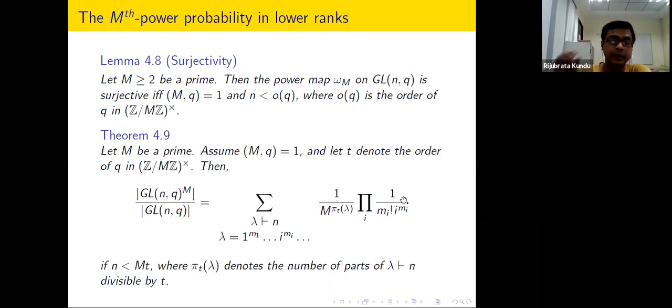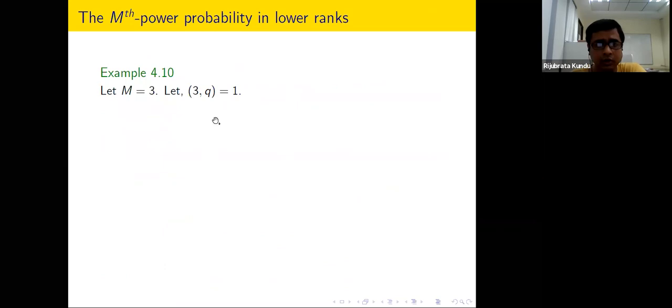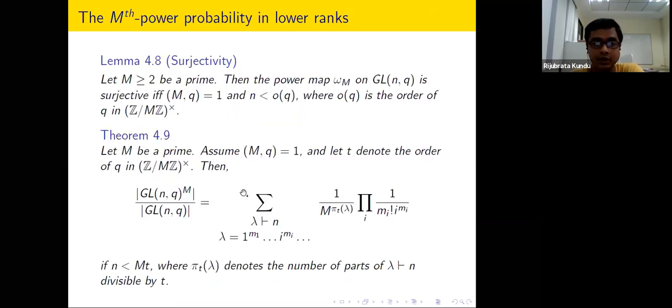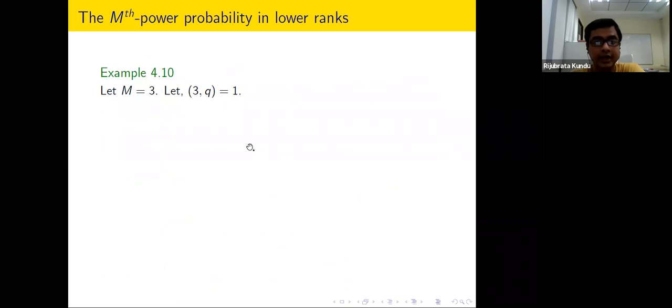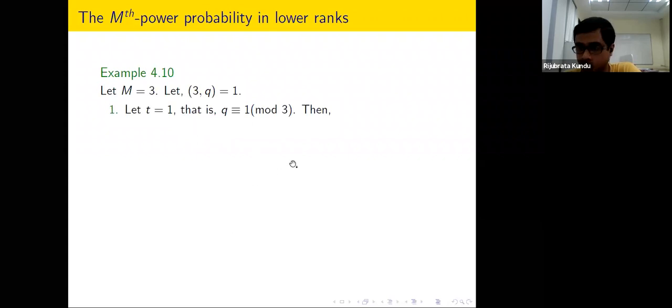Okay, so let me finish this talk with some examples, just to understand this theorem in a better way. If we take, for example, capital M equal to 3, so let q equal 1 mod 3, then you see that Z by 3Z star is just Z2. So t can be 1 or 2, right?